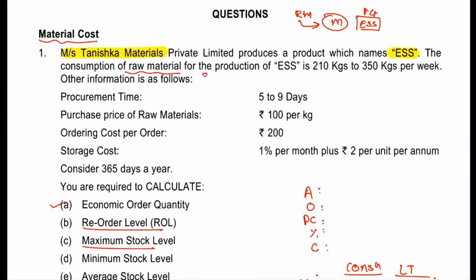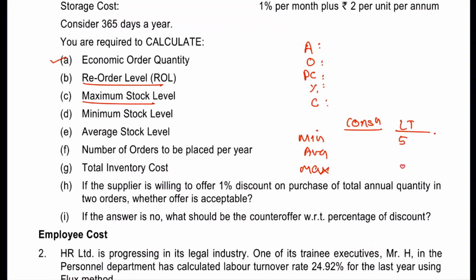So for the production of ESS, which is my finished goods, how much is the consumption? It is 210 kgs to 350 kgs per week. So the data is given in weeks. Okay. And one more thing, procurement time. Procurement time means lead time. When you place the order, how much time will it take? It will take 5 to 9 days. I can say 5 to 9 days.